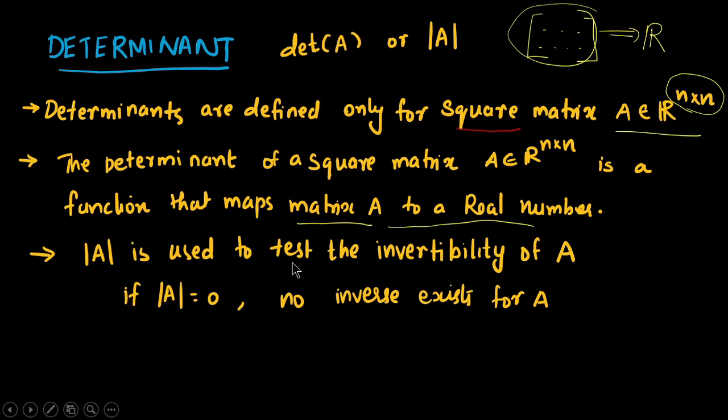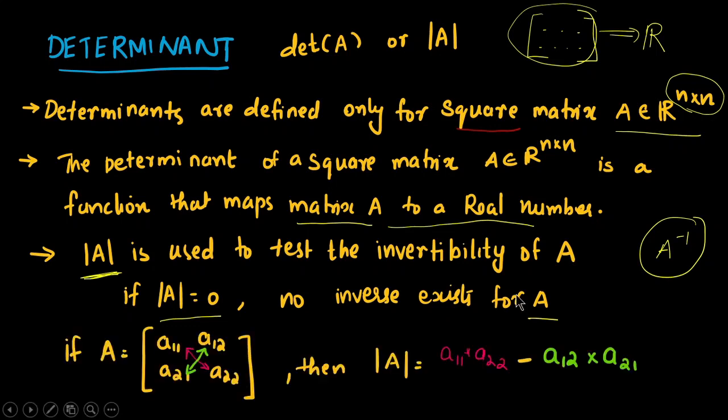The determinant of A is used to test the invertibility of A. That means whether an inverse for A exists or not, whether A inverse exists or not. We determine that by using the determinant of that matrix. So if the determinant is 0, we can say that no inverse exists for A. If the determinant of A is equal to 0, we can say that A is not invertible, or in other words, there is no inverse for A.